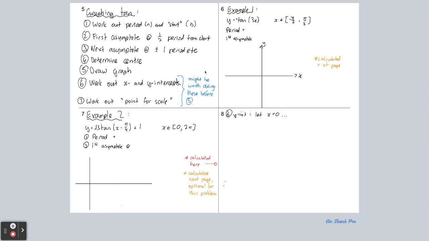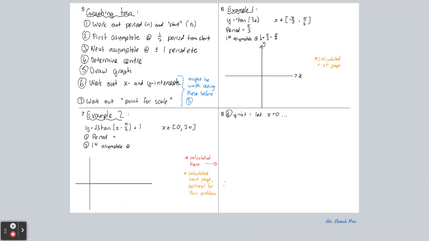So number one, we need to work out the period and where we're going to have to graph to and from, I suppose. So we can see that the period is equal to pi on 3, because the standard length of a period for tan is pi, and then the value of n is 3, so it's just going to be pi on 3. And then the first asymptote, which is in step 2, is worked out by halving the period. So a half times pi on 3, which is equal to pi on 6.